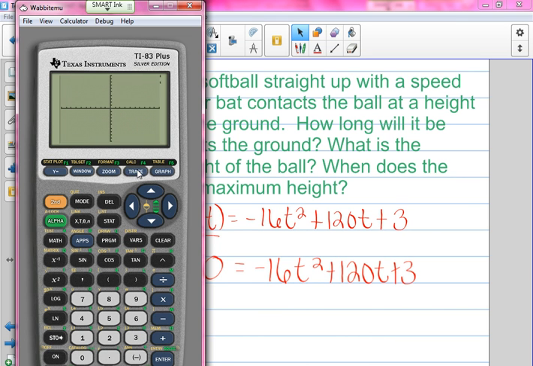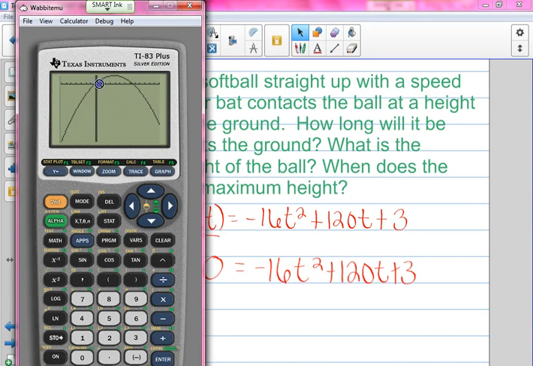So trace, and I can't really see it well, so I'm going to zoom out. That didn't help me much. Here we go. So zoom 0 is what helped me a lot. Now, if you look at this, it crosses the x-axis twice. It crosses it right here, and it crosses it right here.